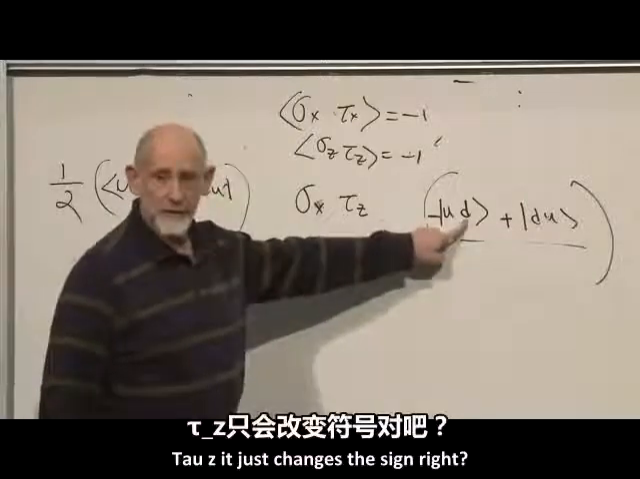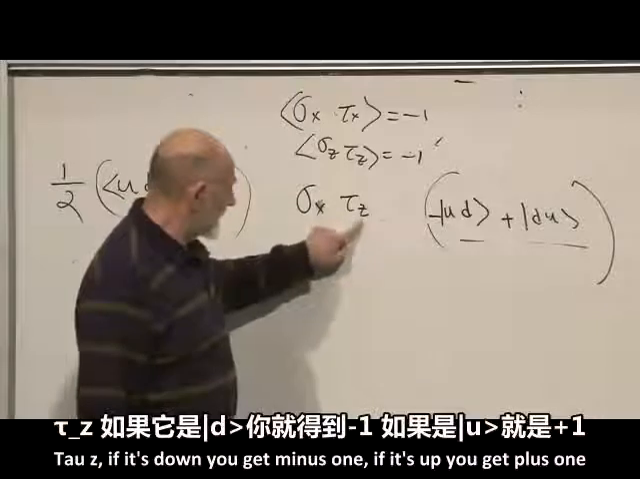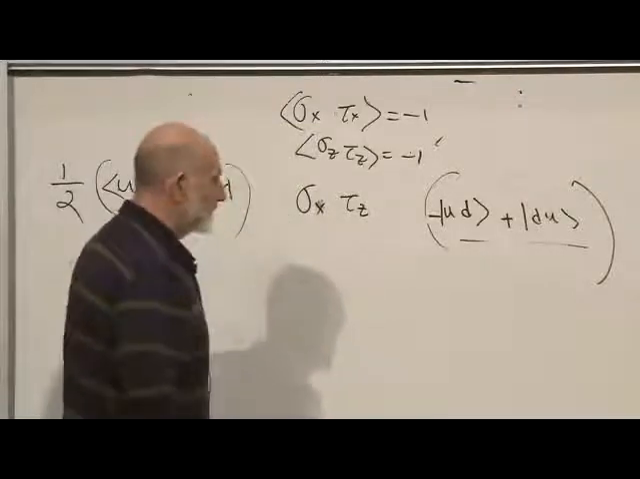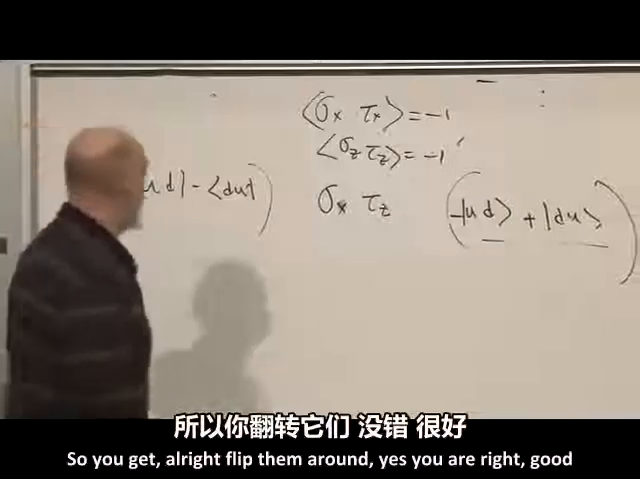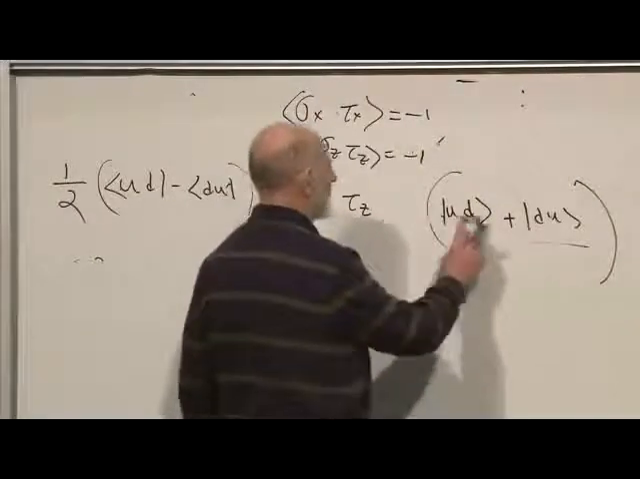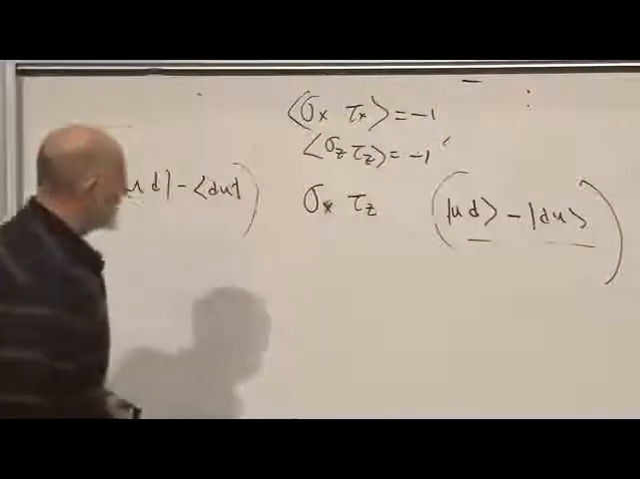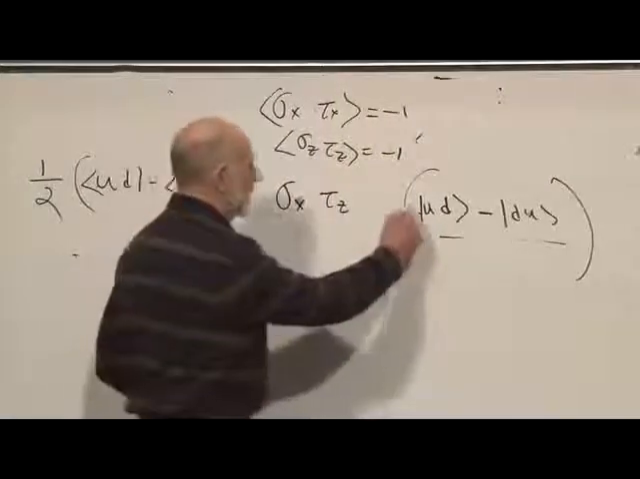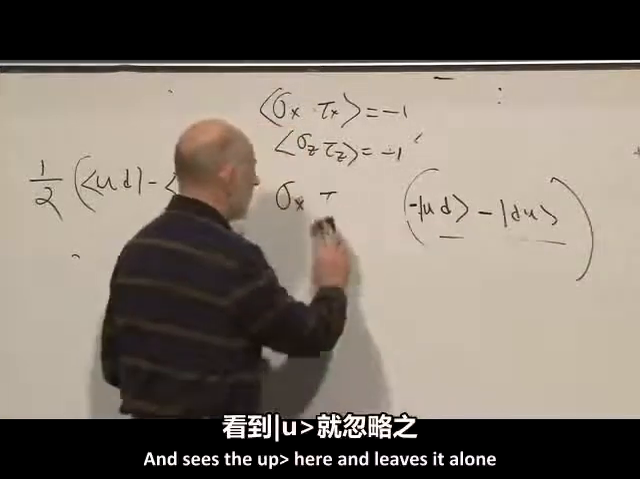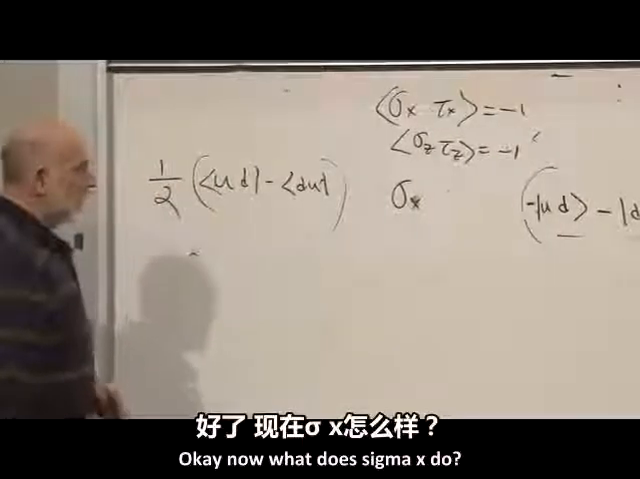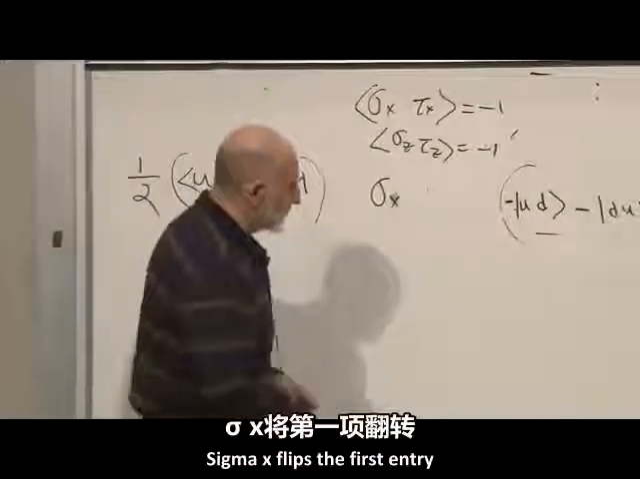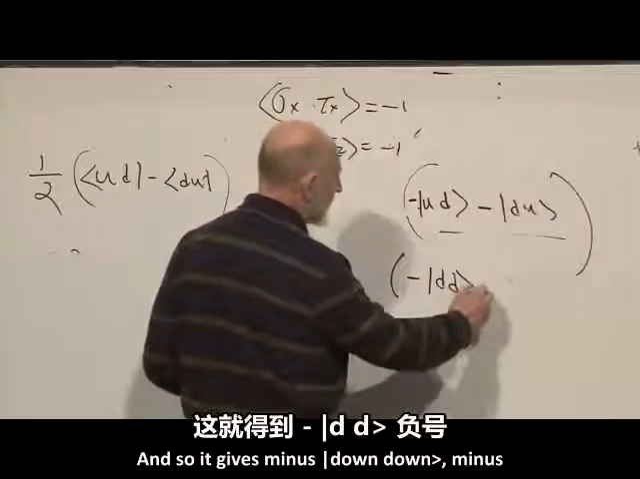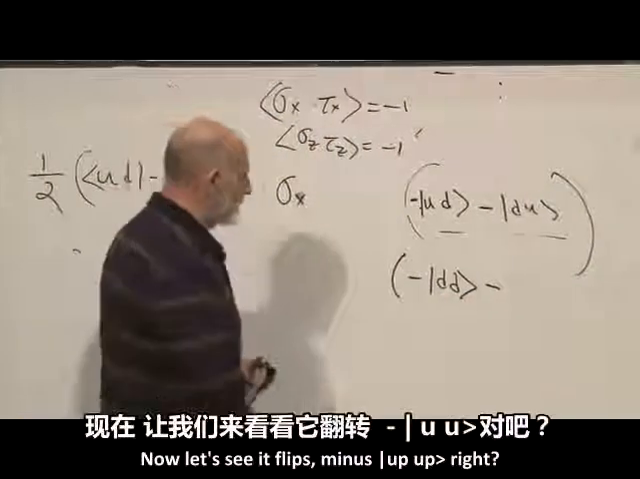Tau z just changes the sign, right? If it's down, you get -1. If it's up, you get +1. Oh, I flipped them around. Yes, you're right. Good. Okay, so tau z sees the down here and makes it minus down. It sees the up here and leaves it alone. Okay, now what does sigma x do? Sigma x flips the first entry, and so it gives minus down, down, minus, now let's see, it flips minus up, up, right?